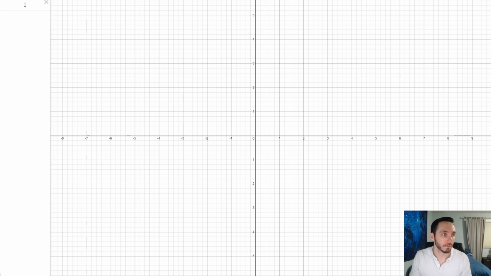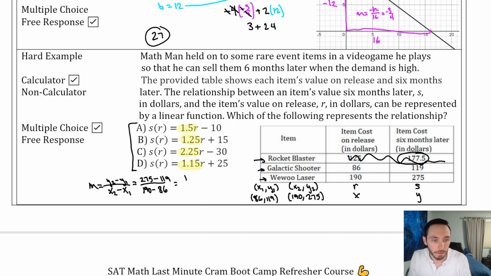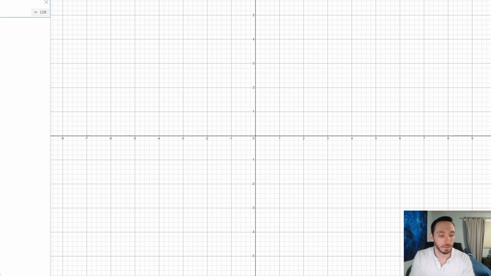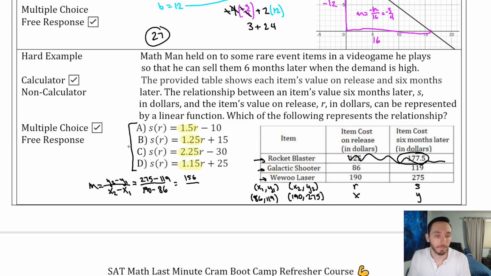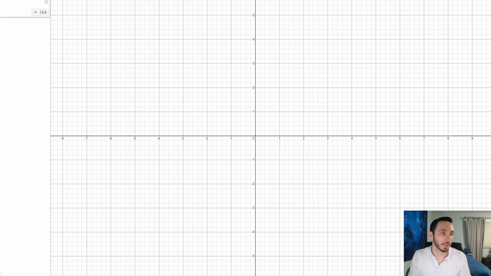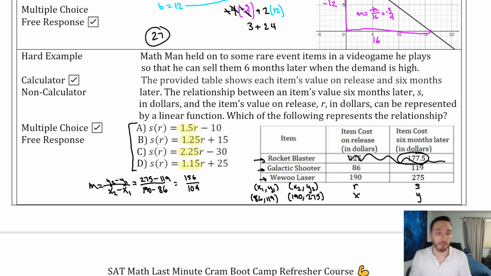So 275, minus 119. You guys can't see what I'm typing, but I'm just doing the math for this. So this is coming out to 156 up top. And then down below, 190 minus 86. That's 104. So I can just continue to use my calculator to figure out what this fraction is. 156 over 104 comes out to 1.5.